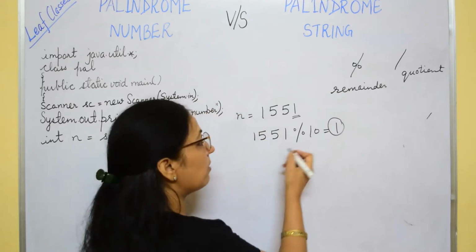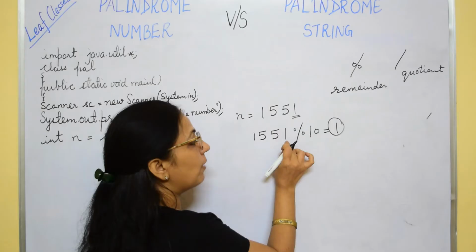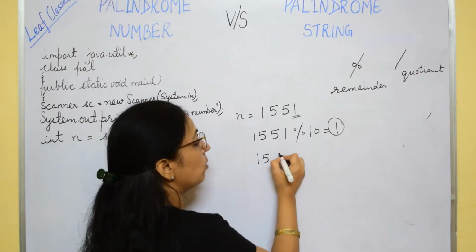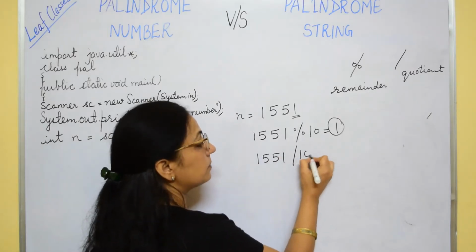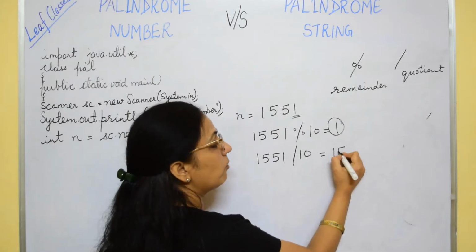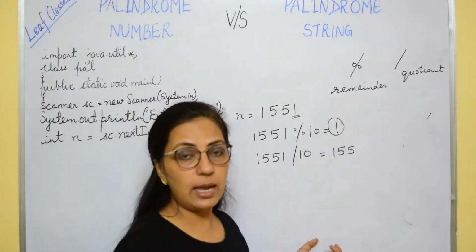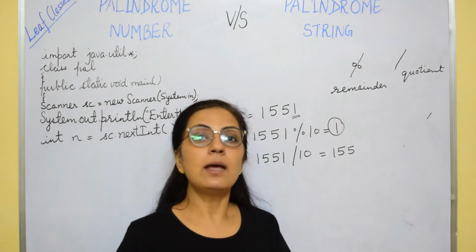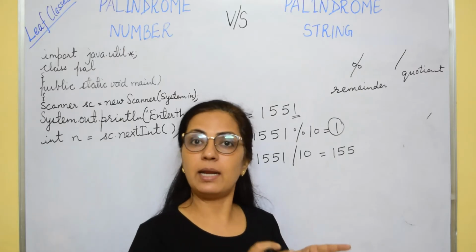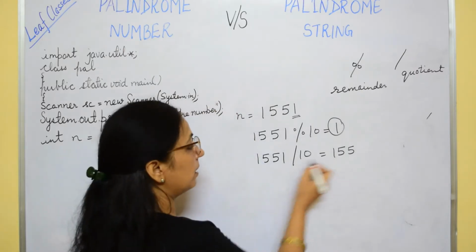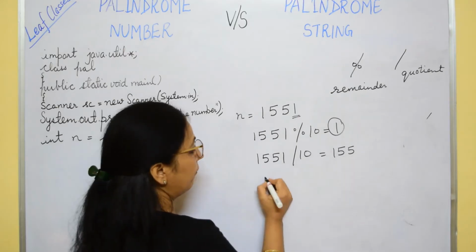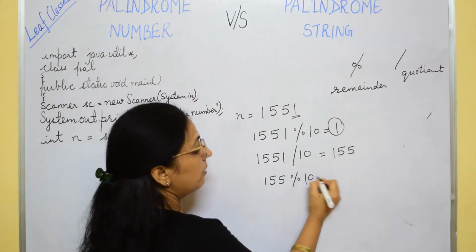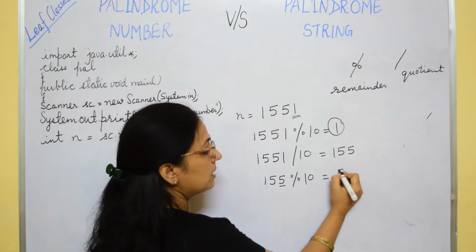So next time, what I want is that instead of 1551 the number should be 155 only. For that I will use the slash operator, /10, and it will give me 155. Just now we did that, okay? So the slash operator will give you the quotient. If you divide the number by 10, then except for the rightmost digit, the remaining digits will be the answer. Now we have got 155. We again use the same process. 155 mod 10 will give you the rightmost digit, that is 5.